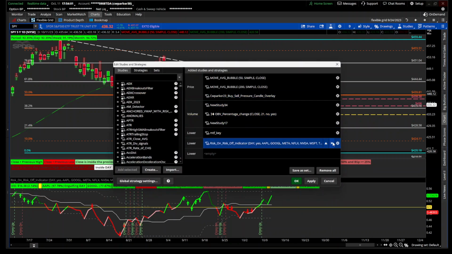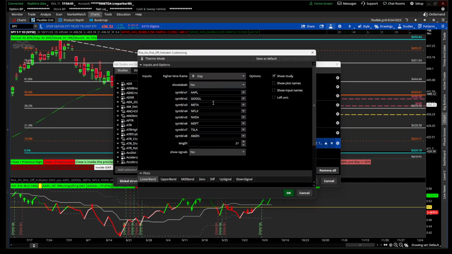Some of the other key features of the indicator: you can come in here and change these. If you don't agree with the stocks that I've chosen, come here and change them to whatever you want. You can show or not show the labels. You can change the different time frames.